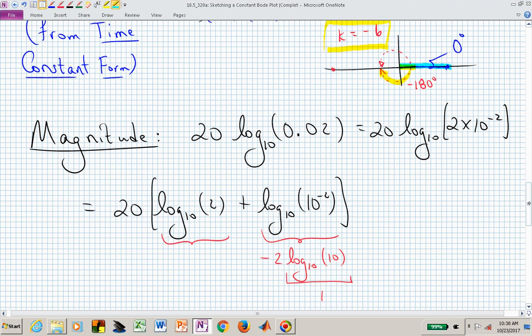Let's look at the magnitude. So now we're looking at 20 times the log of the magnitude of the constant. The magnitude of a positive 0.02 is 0.02.